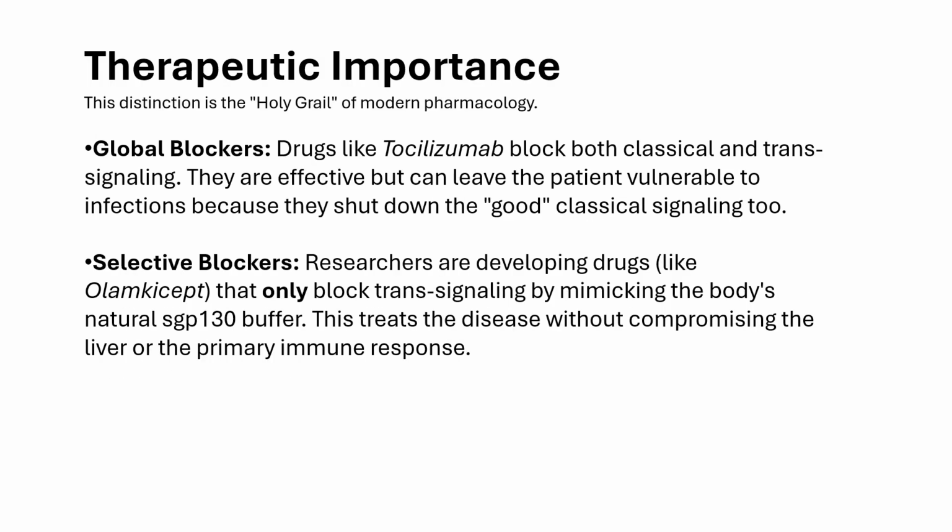Coming to the therapeutic importance, we have tocilizumab, which blocks both the membrane interleukin receptor and the soluble interleukin receptor. Since it affects both the good and bad sides of interleukin 6, patients are vulnerable to infections, and that is one of the problems. In the future, we are coming up with selective blockers such as olamkicept that only block trans signaling. So this treats the disease without compromising the liver or the primary immune response.